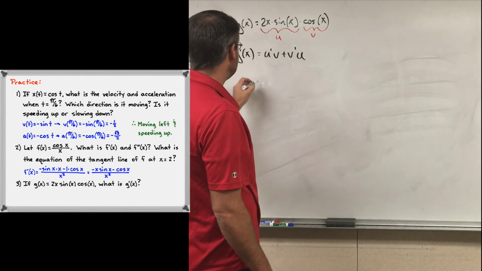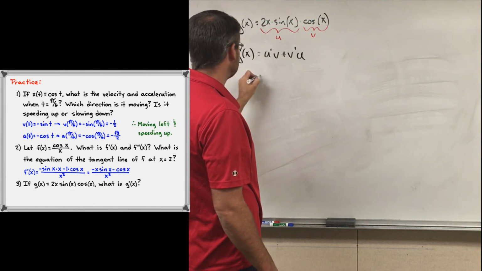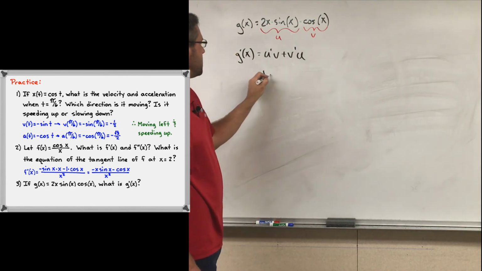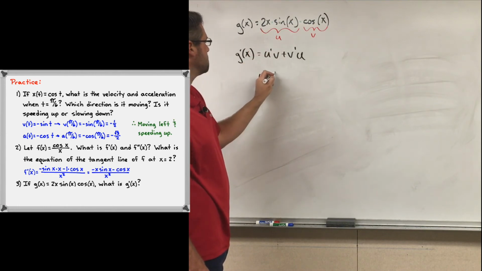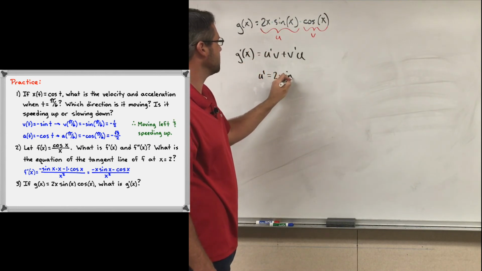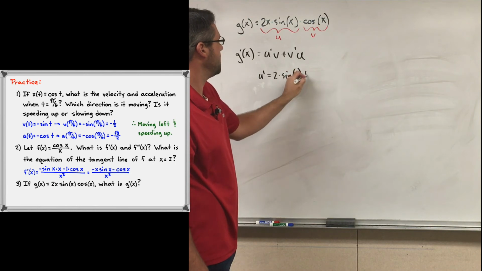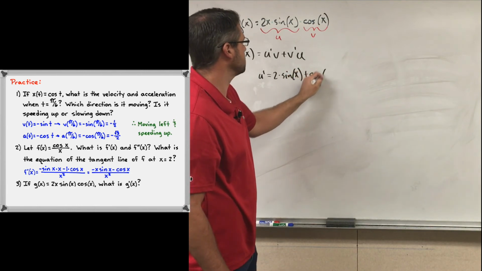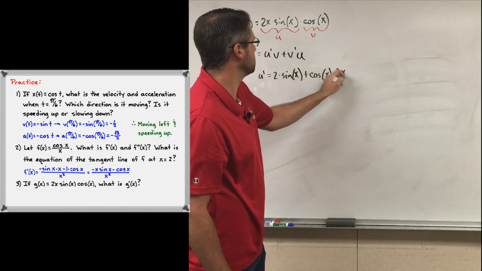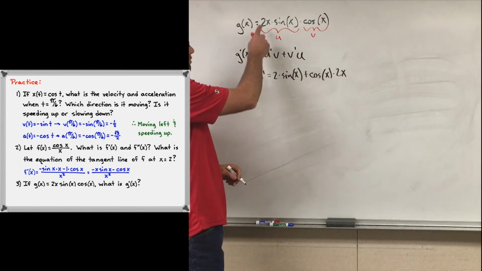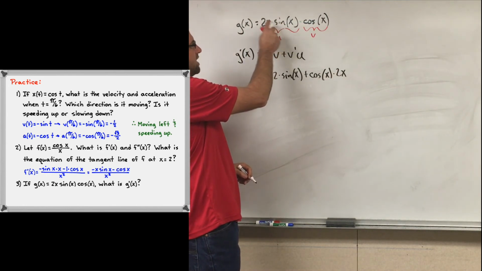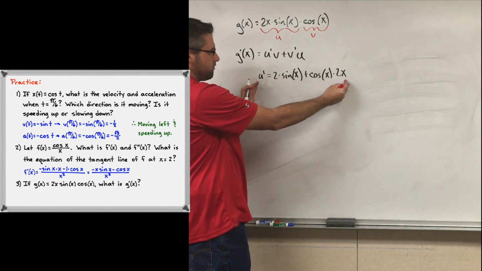So I would say this. I'm going to write it this way. I'm going to say u prime equals 2 times sine of x plus cosine of x times 2x. So I use the product rule: derivative of the first times the second plus derivative of the second times the first. So that's just u prime.